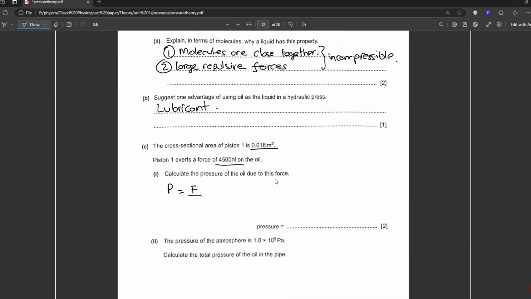Pressure equals force over area. What is your force? 4500 Newton. What is your area? 0.018. Let's calculate it. 4500 divided by 0.018 comes out to be 2.5 into 10 raised to the power of 5 pascals.